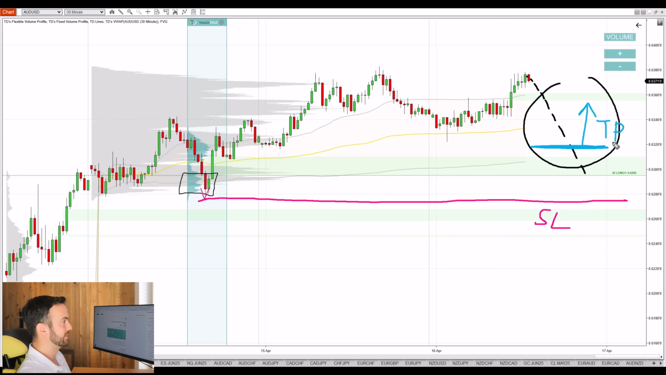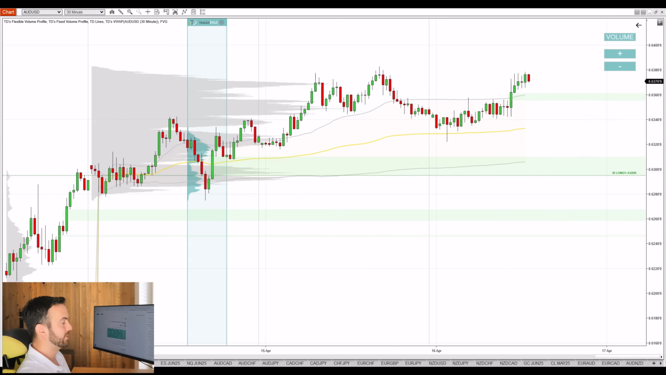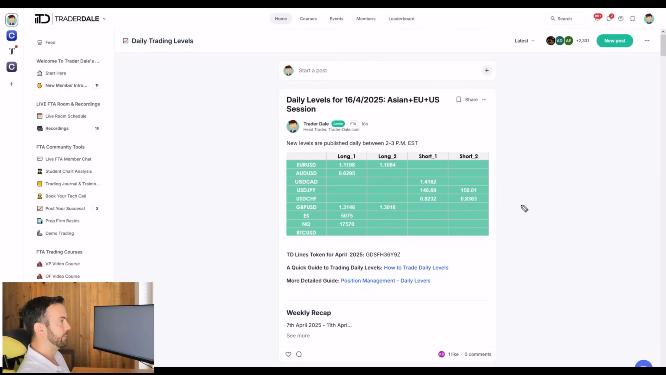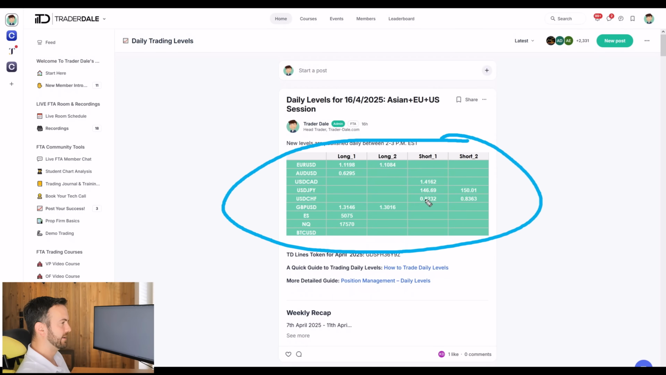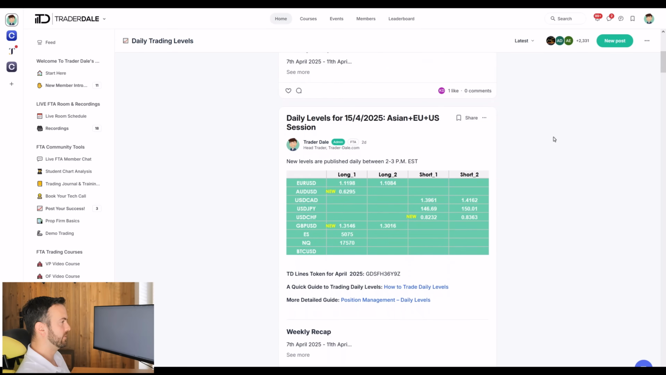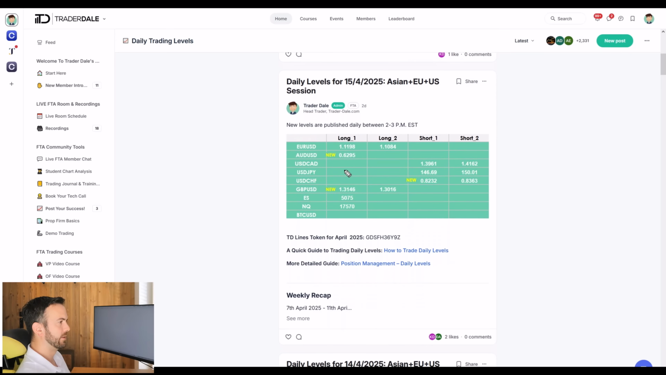By the way, those levels which I'm showing you, those are levels from the members area. I'm publishing those levels every day. Let me show you real quick. So here is our back end. This is a table which I published yesterday. This is the level on the US dollar Swiss franc, which I was showing you. The level on the US dollar Canadian dollar was from yesterday's prediction. So that was this one.